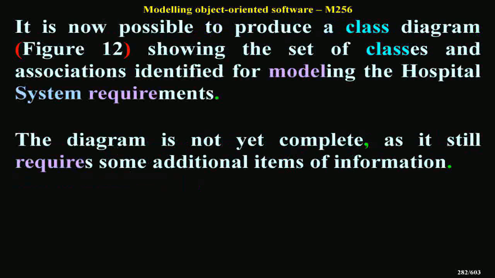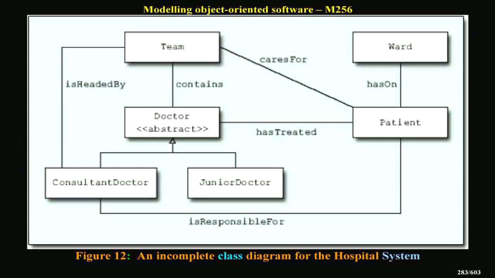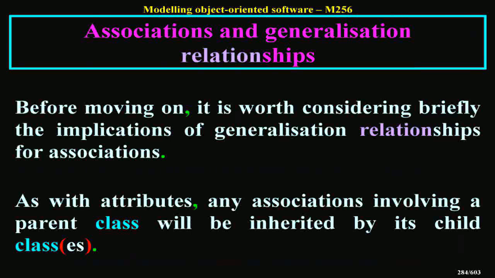It is now possible to produce a class diagram, figure 12, showing the set of classes and associations identified for modeling the hospital system requirements. The diagram is not yet complete, as it still requires some additional items of information. Figure 12, an incomplete class diagram for the hospital system associations and generalization relationships. Before moving on, it is worth considering briefly the implications of generalization relationships for associations.